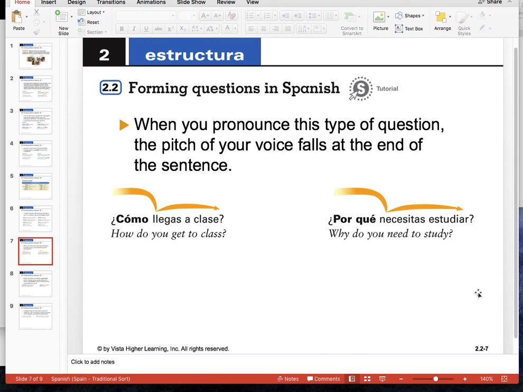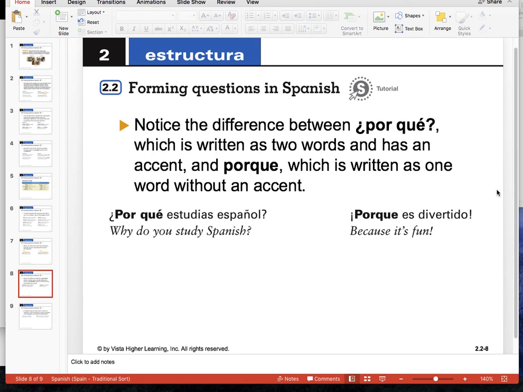So when you pronounce this type of question, the pitch in your voice tends to fall at the end. And you may have noticed that happening a bit in my previous examples. So you might say, ¿Cómo llegas a clase? Right, so it kind of goes down. ¿Por qué necesitas estudiar? So it goes down. So you kind of start high with the interrogative word and then it goes a little bit more down toward the end. This isn't across the board. If you said, ¿Cómo llegas a clase? And the pitch went up at the end, that'd be fine. ¿Por qué necesitas estudiar? And it went up, that's fine. But in general, that's how it goes.